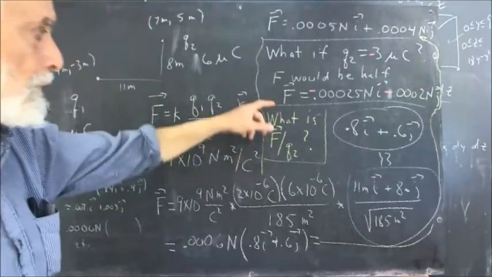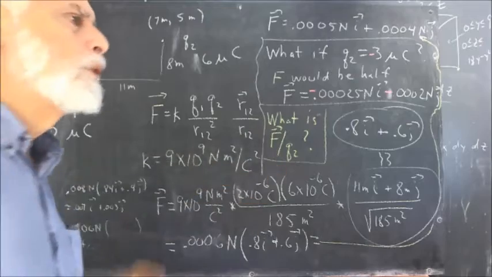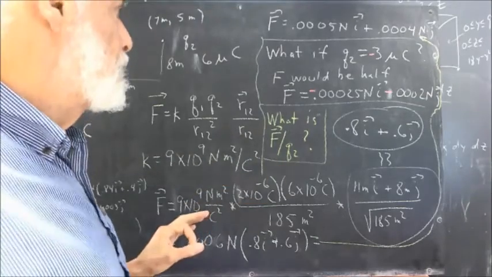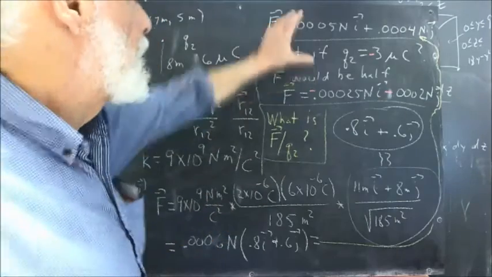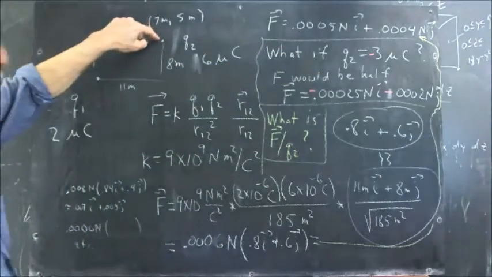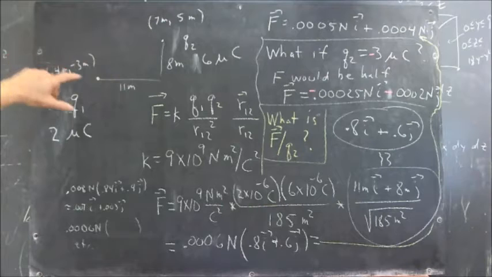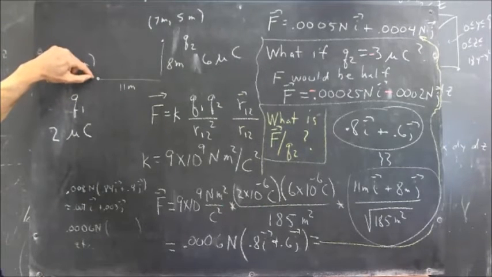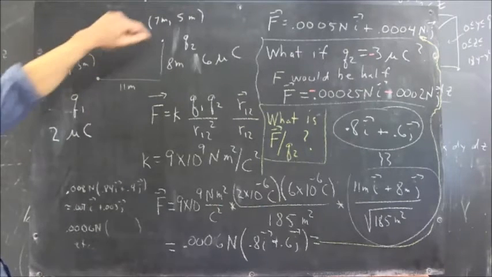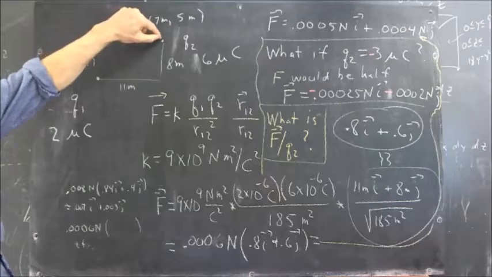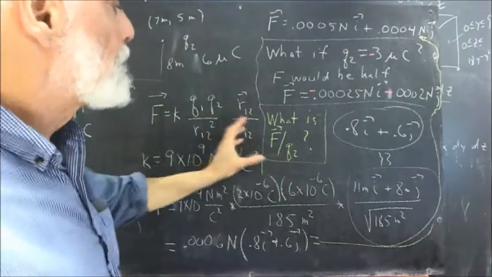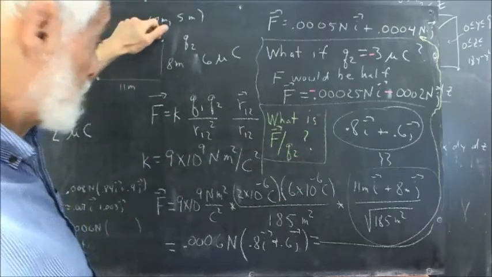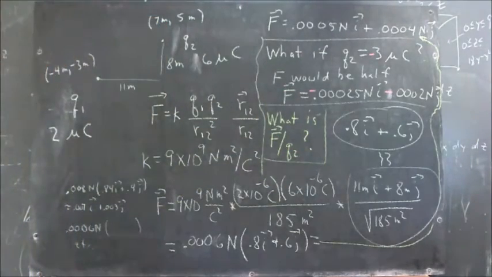Now, next question, what's F over Q2? Why would we want to know F over Q2? We're varying Q2. We're using different charges for Q2, figuring out what the force would be resulting from the charge Q1 here. If we're going to put different charges in here, let's go ahead and calculate F over Q2, and then we can just multiply that by whatever charge we want to put here to get the force, and we'll see how that works out.